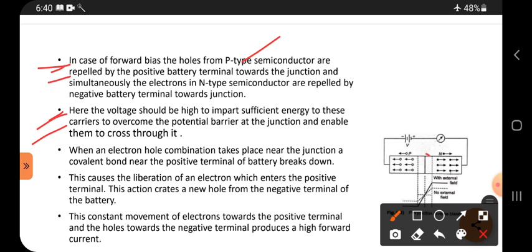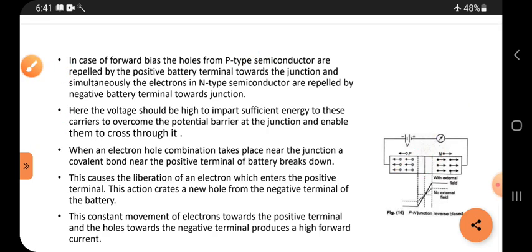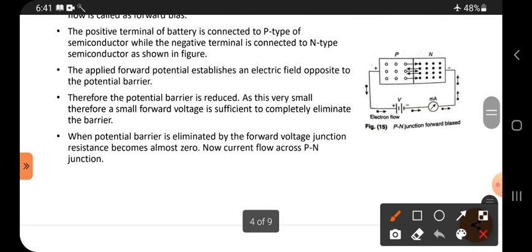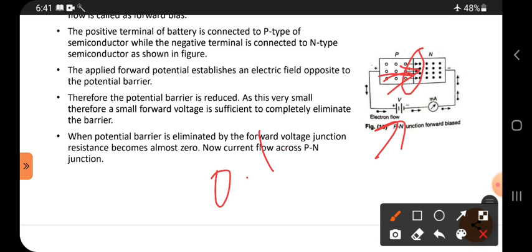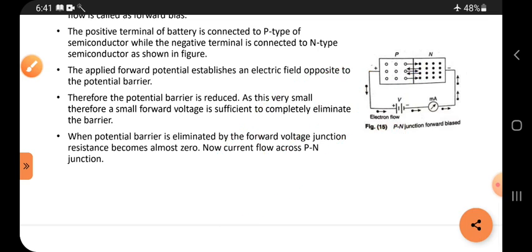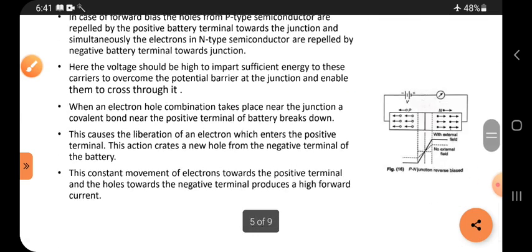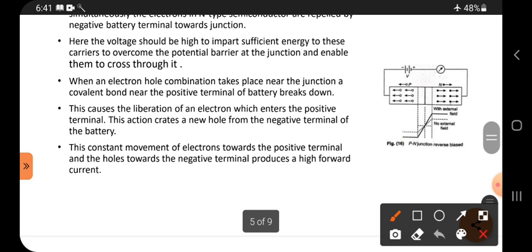In forward bias, if you want to make the current flow, then we have to apply sufficient voltage. Sufficient voltage means we already have a junction voltage, which varies from 0.1 to 0.3. If you apply more than this voltage, then current can easily flow through it, because it imparts sufficient energy to the charge carriers.